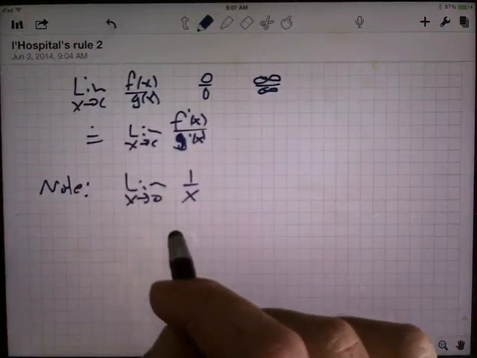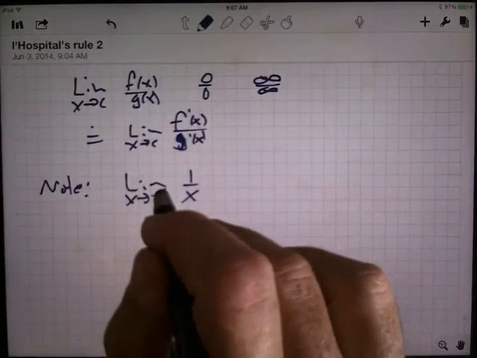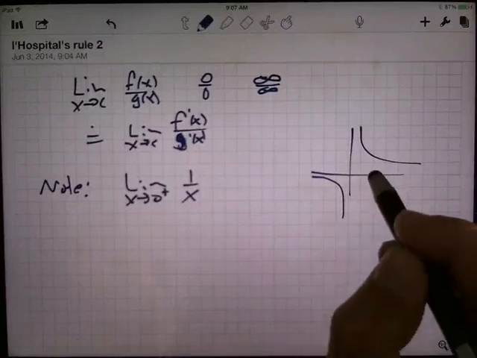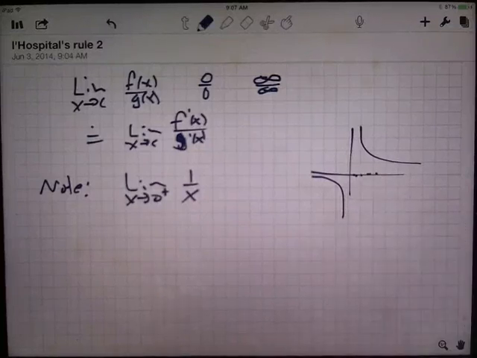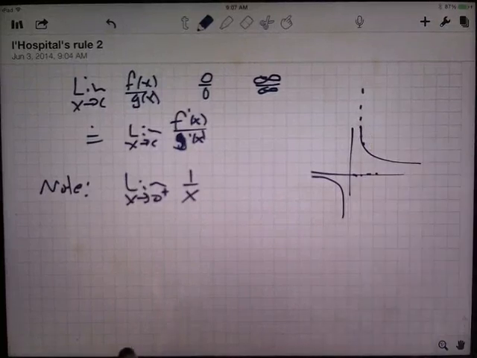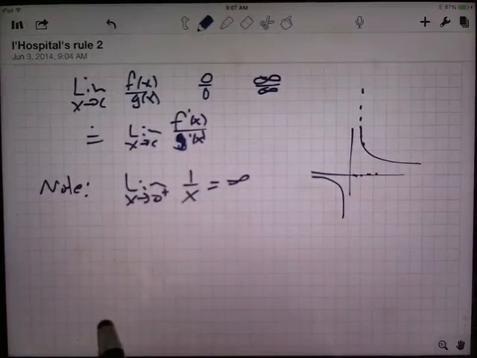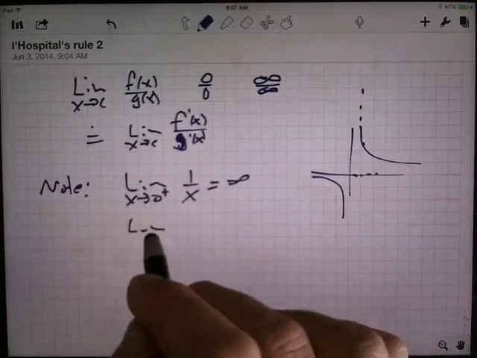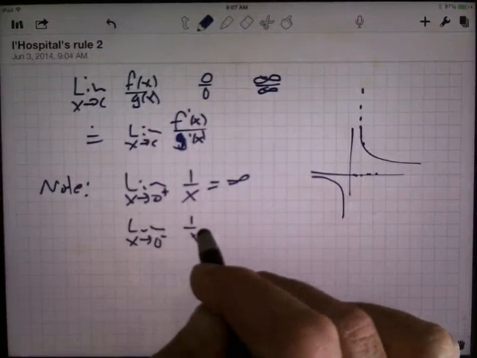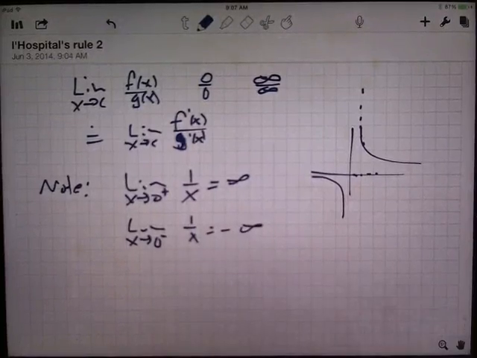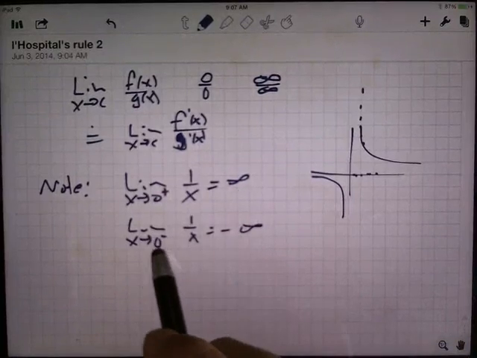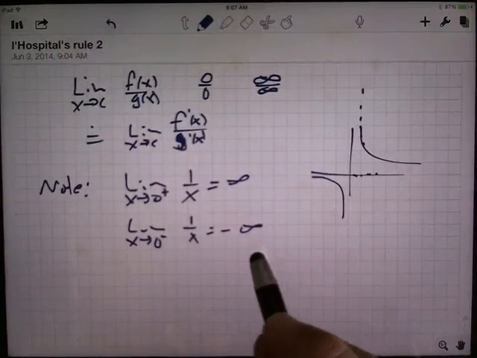But if you plug in a 0, what's happening? Well, let's go from the right. This graph looks like this. If I'm plugging in values of x closer and closer to 0, positive values of x, then the reciprocal is getting bigger and bigger and bigger, and this would be infinity. Likewise, the limit as x goes to 0 from the other side of 1 over x is minus infinity. So the reciprocal of 0, if you're thinking of it as a positive number, is positive infinity, and the reciprocal of 0, if you're thinking of it as a negative number, is negative infinity.